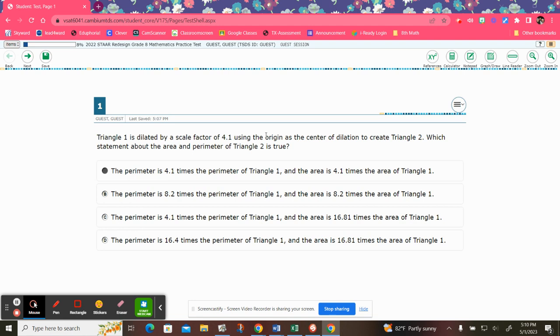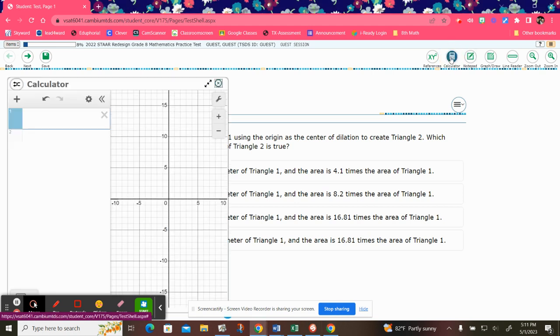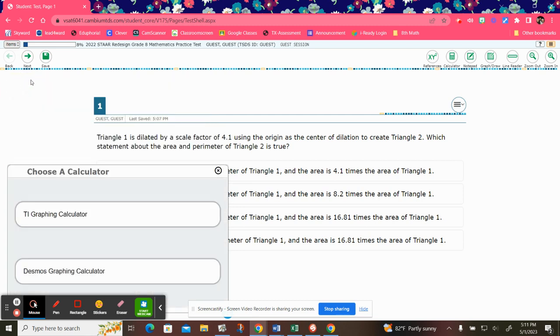So right here for question 1, what I want to show you is this calculator button. Now you will have your yellow calculator that we use in class. I just want to show you this as another tool if you would like to use. Again, it's an option, but yes, you do have the yellow calculator. So if you click this calculator button, you'll get this pop-up screen.